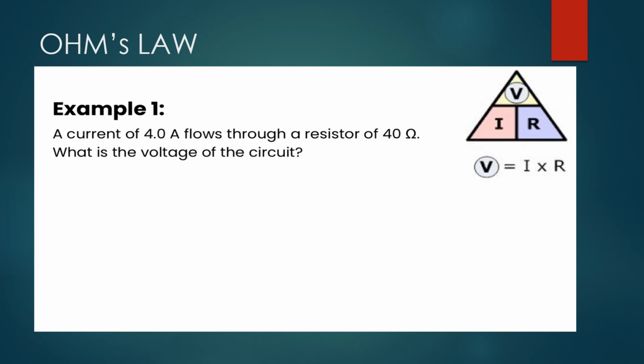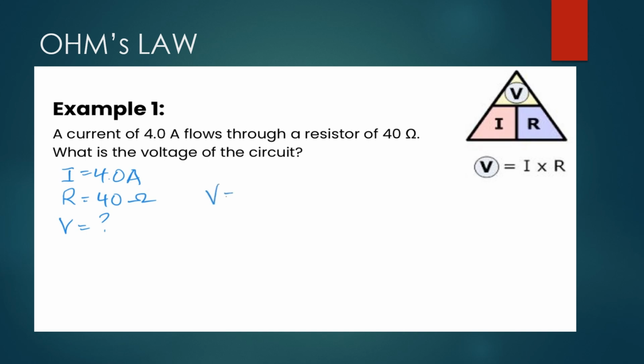We've got an example here. We have a current of 4.0 amps that flows through a resistor of 40 ohms. What is the voltage of the circuit? It's always a good idea to start out by listing what we know. We know that the current I is 4.0 amps. We know that the resistance R is 40 ohms. We don't know what V is. That's what we're trying to solve for.